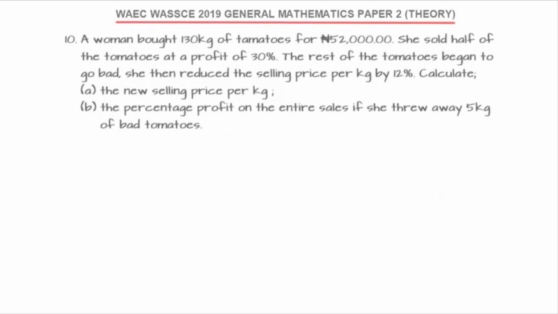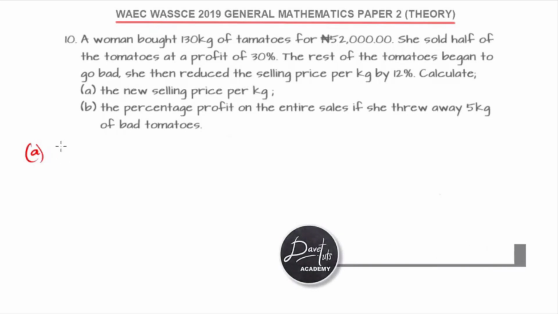A woman bought 130 kilograms of tomatoes for 52,000 naira. She sold half of the tomatoes at a profit of 30%. The rest of the tomatoes began to go bad. She then reduced the selling price per kilogram by 12%. We have to calculate the new selling price per kilogram after she had reduced the selling price by 12%.